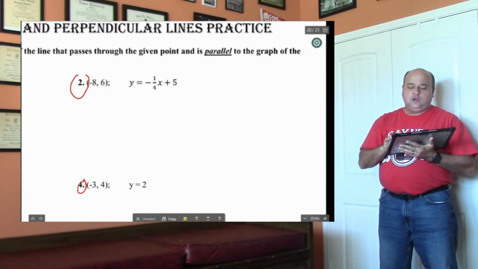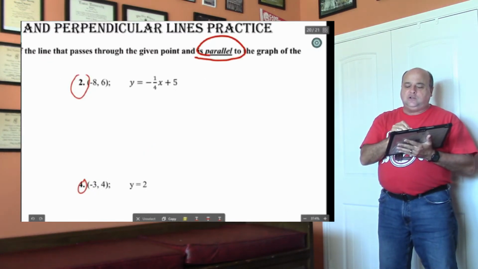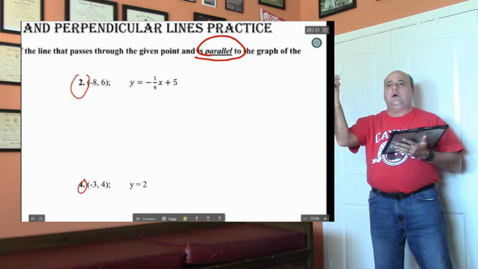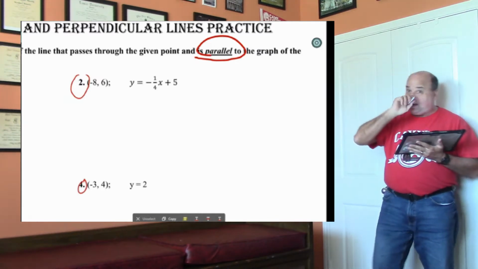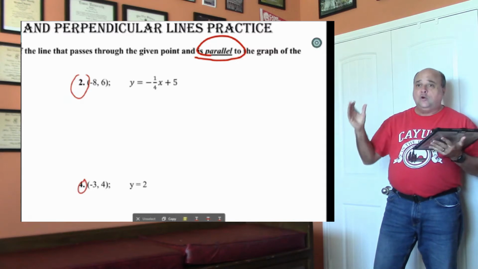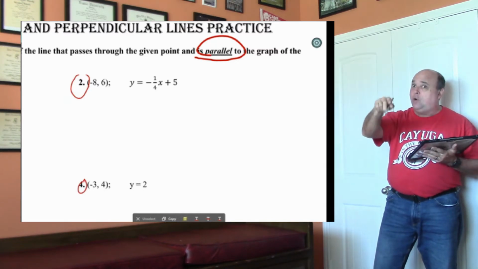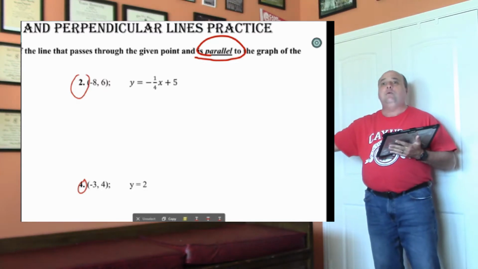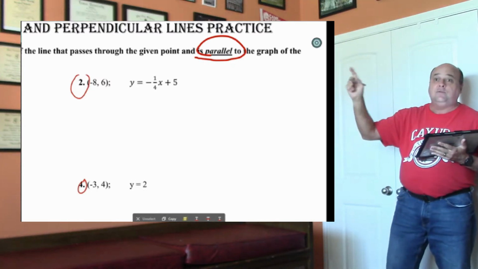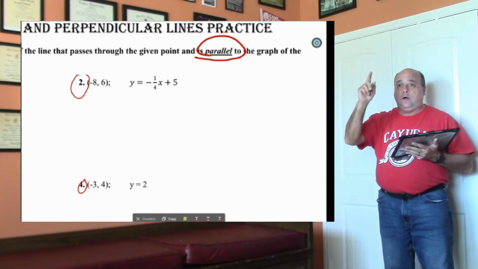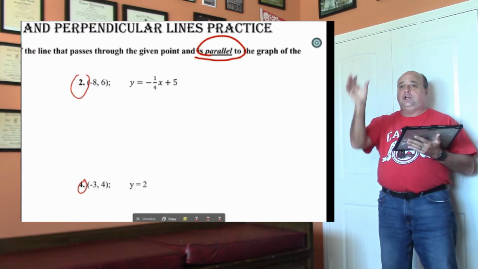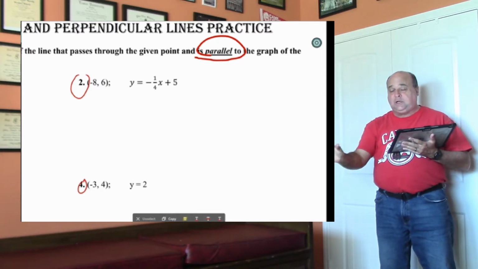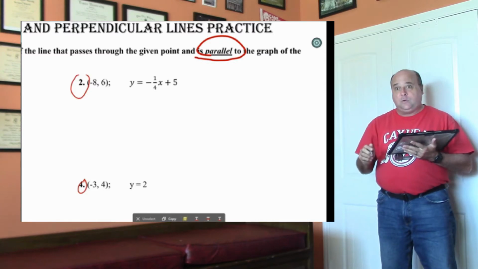So let's go to number 2. We want a line that goes through the given point and is parallel, and we're going to write all these equations as mx plus b. On your STAR test, they may want slope-intercept, point-slope, or standard. They may want any of those three, so you've got to be able to write all three. That's why we are teaching you to put it into point-slope and switch it. That way you can get to all three equations.